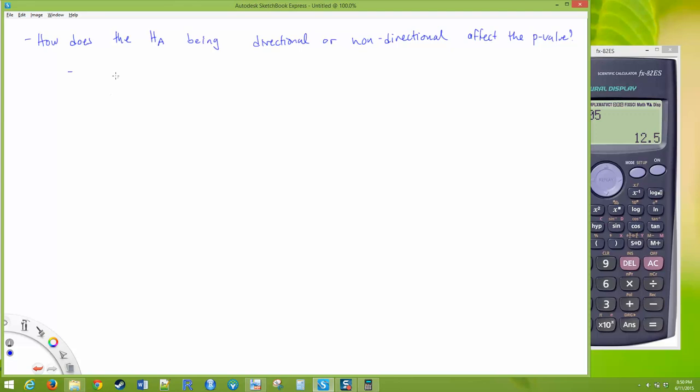If it's non-directional, like for example for a t-test, the p-value is always equal to 2 times the tail area. Okay? What about if it is directional?